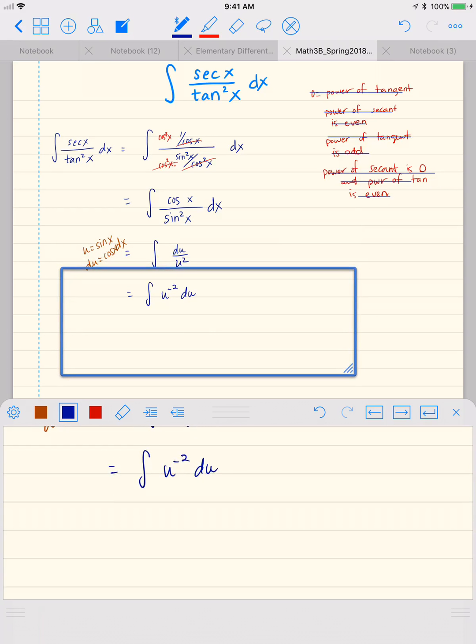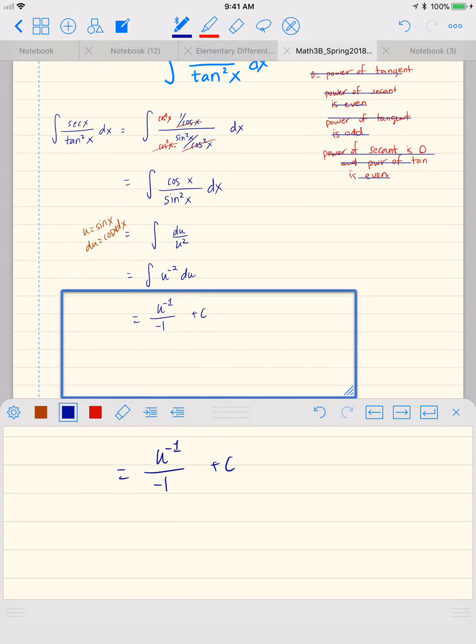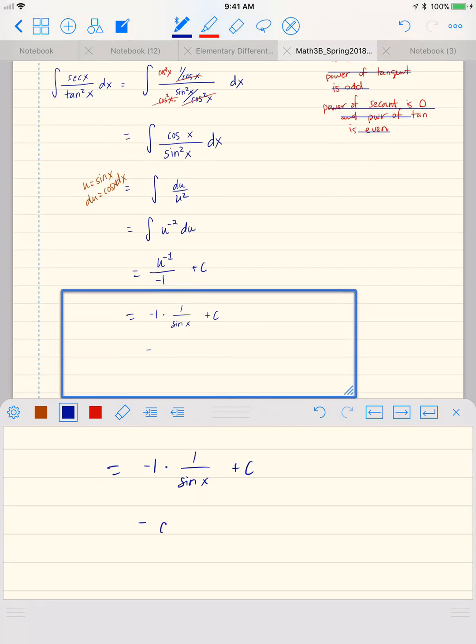To integrate this, we add 1 to the exponent and divide by our new exponent, plus c. And remember, u is really sine, so this is -1 times 1 over sine of x plus c, which we can write as negative cosecant x plus c.